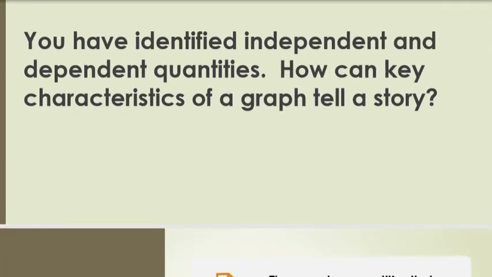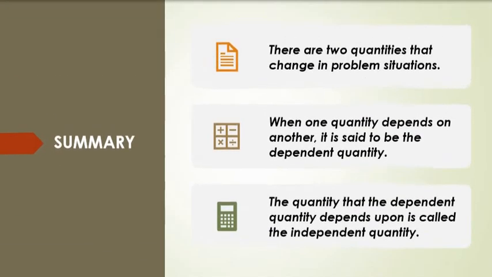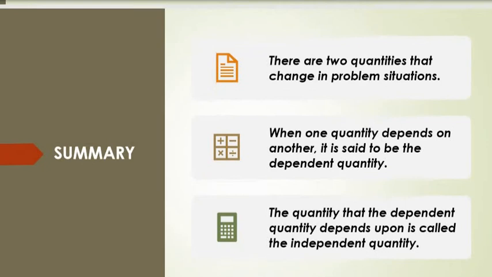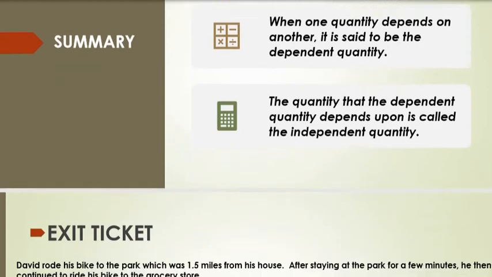Now, you have identified independent and dependent quantities. How can key characteristics of a graph tell a story? Well, when you're looking at this, you're looking at all different kinds of graphs. Sometimes it shows you where you pause, where you're increasing, decreasing, and also when you're looking at the summary right here, there are two quantities that change in problem situations, and the dependent quantity is the one that does change in a problem situation. It is the one that is being forced to change. The independent quantity does not change. It forces the dependent quantity to change.